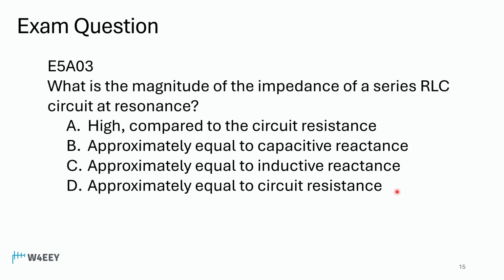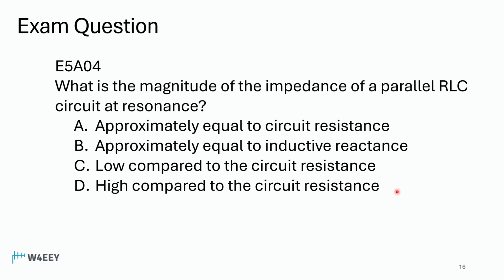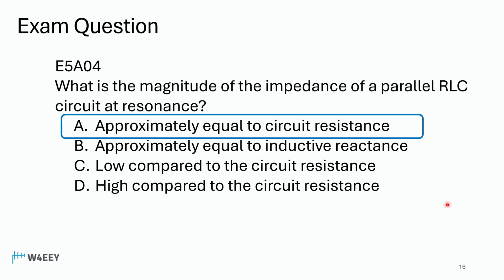And getting things wrong is a good thing, believe it or not, because then you say, oh, well, what's the right answer? And you actually learn better if you occasionally get things wrong and have to kind of noodle your way through to getting to the right answer. Reinforces the information. So it is delta. What is the magnitude of the impedance of a parallel RLC circuit at resonance? You might remember that the answer for both parallel and series is the same answer, approximately equal to the circuit resistance.